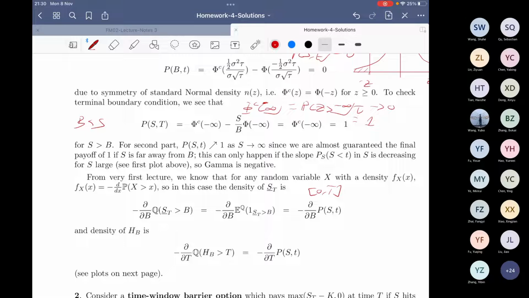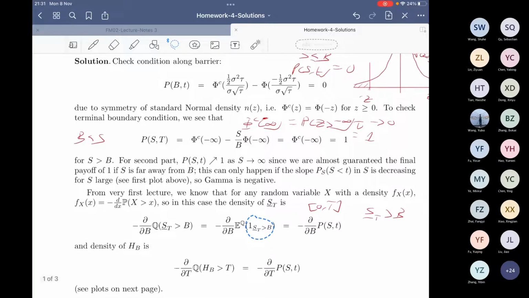And remember, this option that we've been considering pays 1 if the minimum stock price is greater than b. That's what we've been considering. So using this formula in our specific case of interest here, my dummy variable is not x now, it's capital B, but that's fine. We can choose whatever letter we want. So minus d by db of the probability under Q of the minimum stock price being greater than b. Well, that's precisely the price we've just computed. So that's the same as this expectation of this indicator function, which is just d by db of p of St, but we've got a formula for that here.